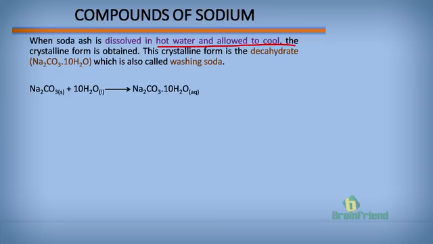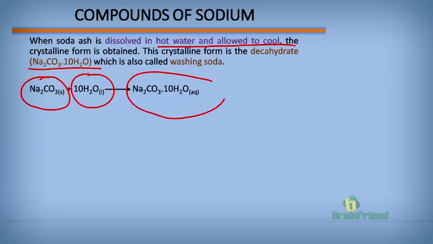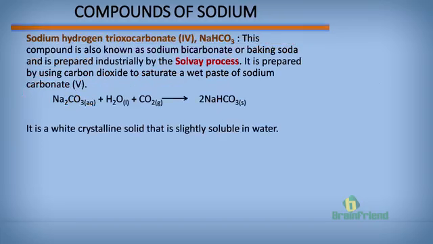Now, when soda ash is dissolved in hot water and allowed to cool, the crystalline form is obtained. When it is dissolved in hot water again and allowed to cool, it crystallizes as what? The decahydrate. So we have sodium carbonate and 10 molecules of water to give us this one compound known as sodium carbonate decahydrate.